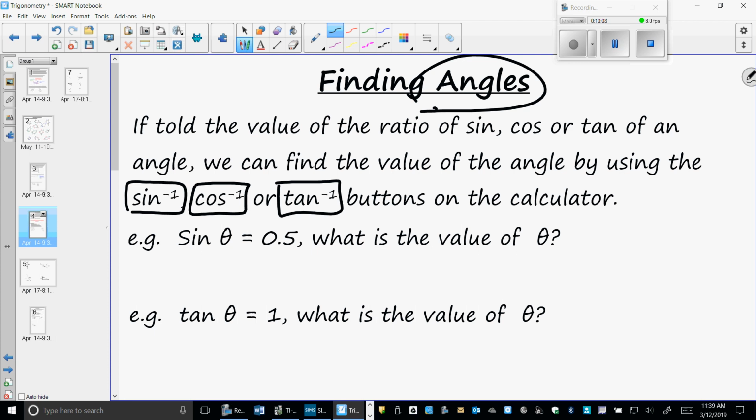So it says sine -1, cos -1, tan -1. Okay? Now, how to use them? Well, if we know that the sine of an angle is equal to 0.5, then to find this angle, it's in a similar way to when we're solving, we undo what's happening on the left, yes? So this sine -1 is we're undoing the sine.